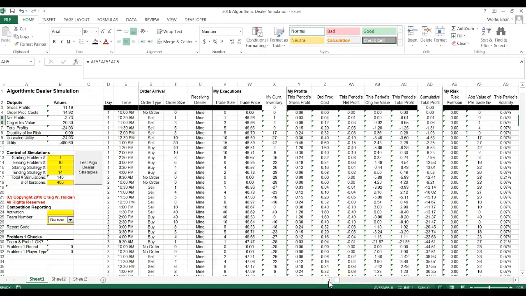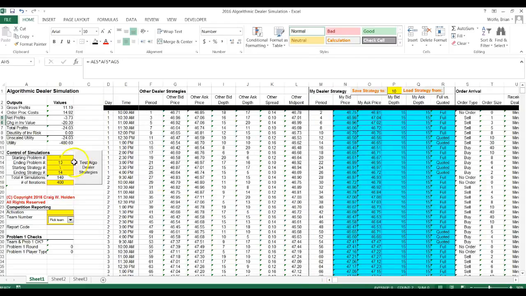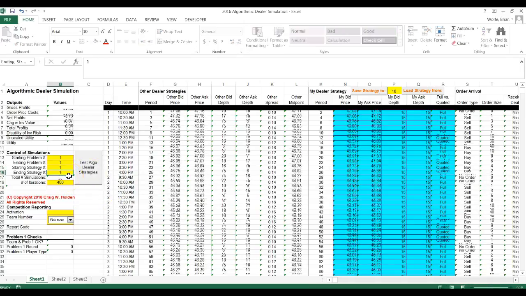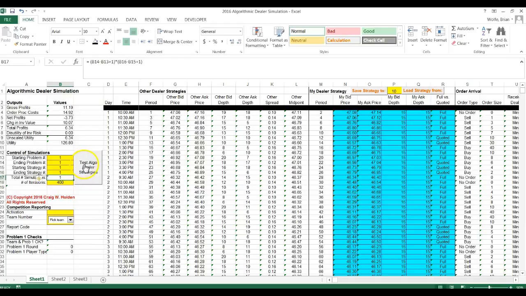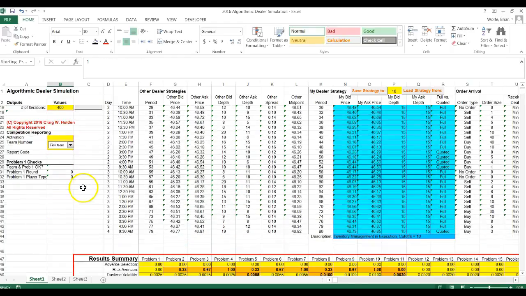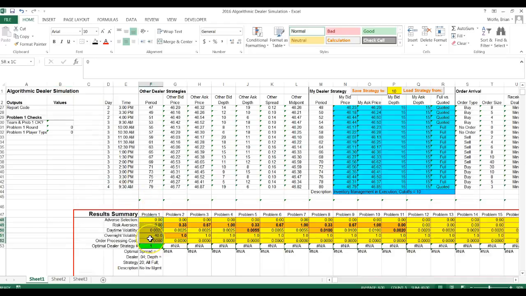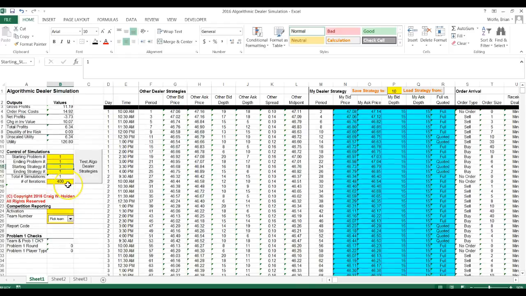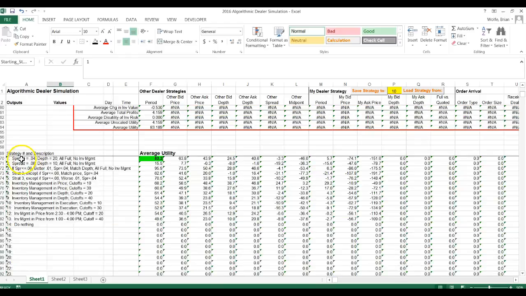So if I want to run a quick problem here, here's how we actually run a problem. We'll use problem number 1, and we'll just look at one strategy. So let's look at strategy number 1, so it'll run pretty fast. I'm going to hit this box right here. So I've told the simulation control I want to do problem number 1. That's this guy right here. I'm going to use strategy number 1, but just strategy number 1. That's our spread equals 0.04, depth equals 20, all full, no inventory management.